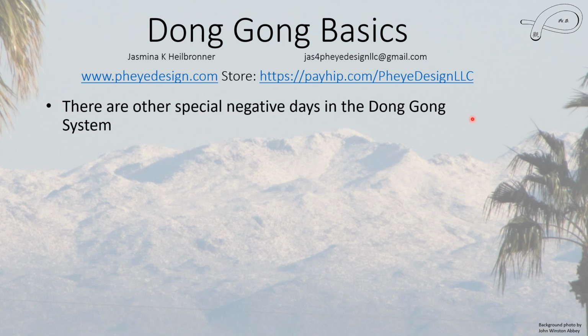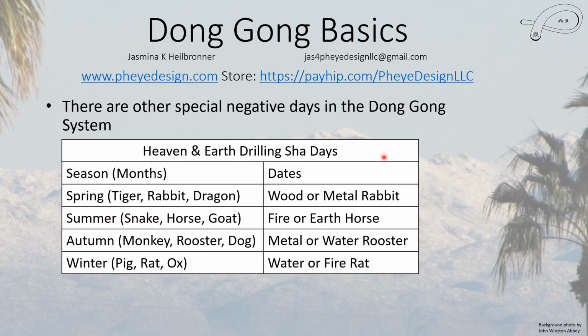Now, there are also some other special negative dates that are in the Dong Gong system, or at least they're in this book, so I'm assuming they are within that system. One of them is the Heaven and Earth Drilling Sha days, and I can find this information elsewhere too. Since they're talking about season, they're really talking about the solar months, so it's by the animal signs of the month. The spring season includes the tiger, rabbit, and dragon months in the Chinese solar calendar. A wood or metal rabbit day will be one of these heaven and earth drilling Sha days.